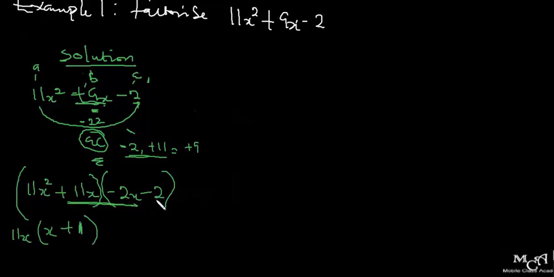Now, what is common here? Minus 2x minus 2. What do we have there? We have minus 2. If I take out minus 2, what do I have left here? x, right? Minus 2 times x will give me minus 2x. Now, if I take out minus 2, what do I have here? I just have plus 1, because minus 2 times plus 1 will give me minus 2.